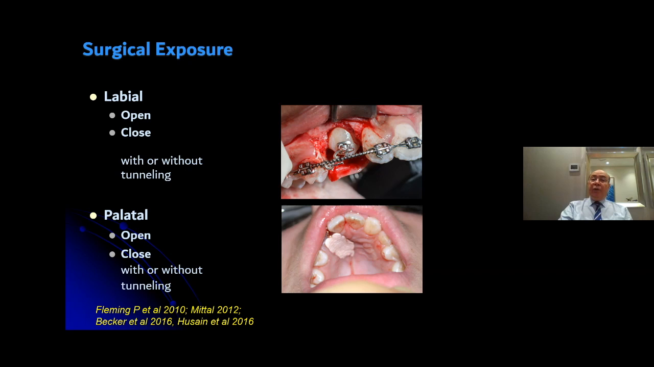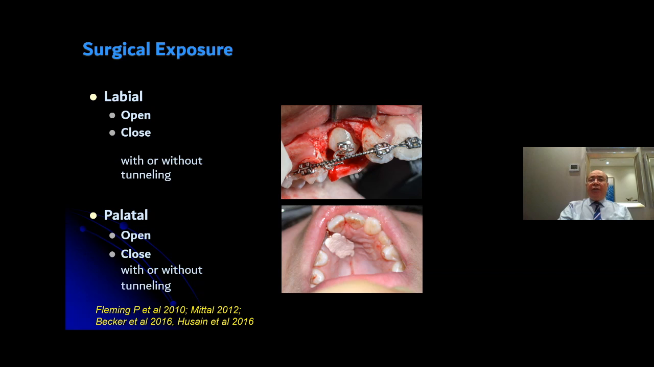So the canine, if it is located labially or palatally, has to be exposed. There are so many techniques you can read in the literature, but in a nutshell, either open exposure or closed exposure. The open exposure is simply like making a window, cutting part of the mucosa, possibly the underlying alveolar bone or palatal bone, till you expose the canine, and then put your bracket, and then the orthodontist will continue the treatment afterwards. The literature, I actually searched several studies, but there is no significant difference between the two techniques, whether you go for open technique or closed technique.